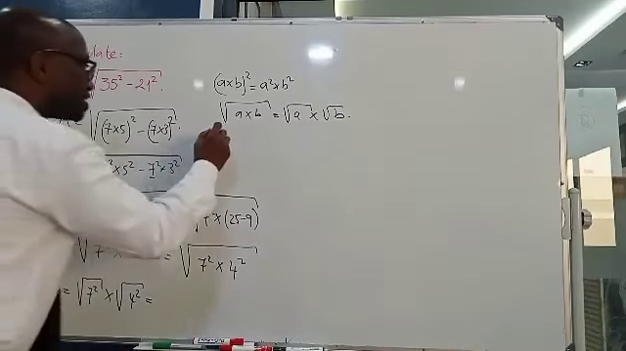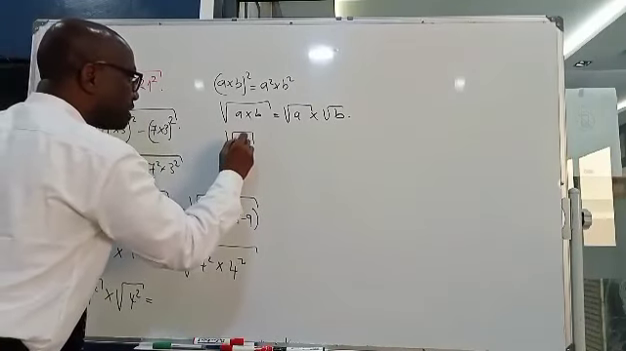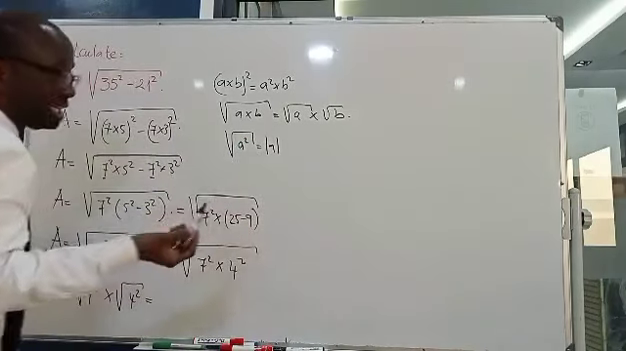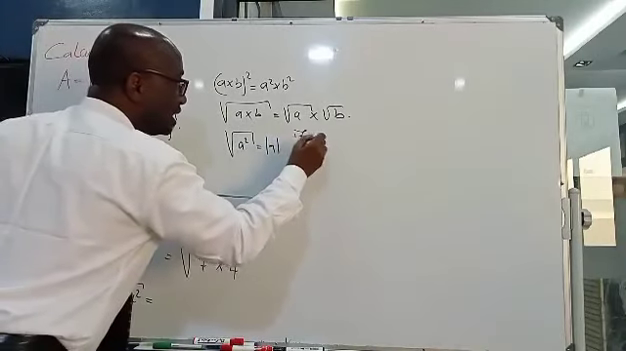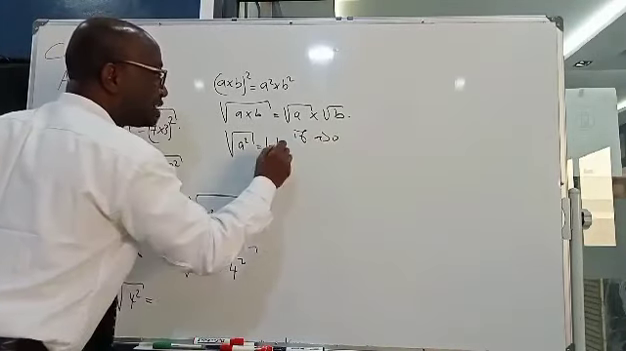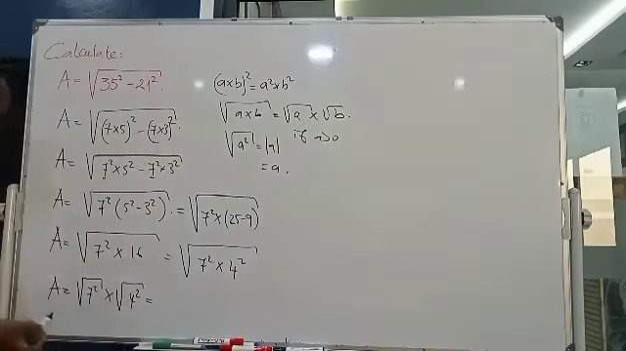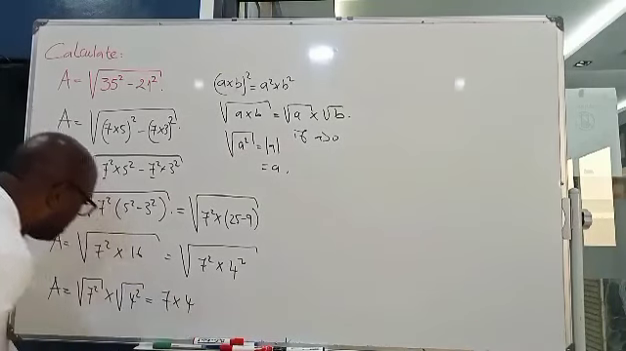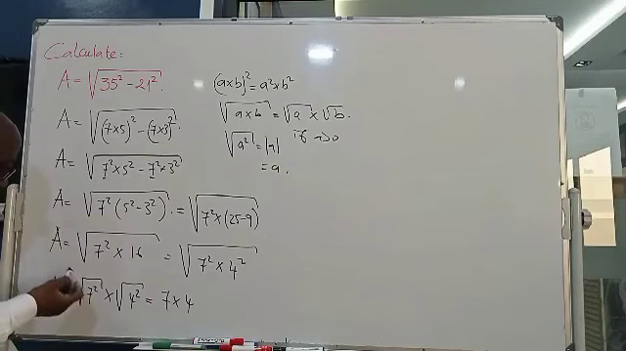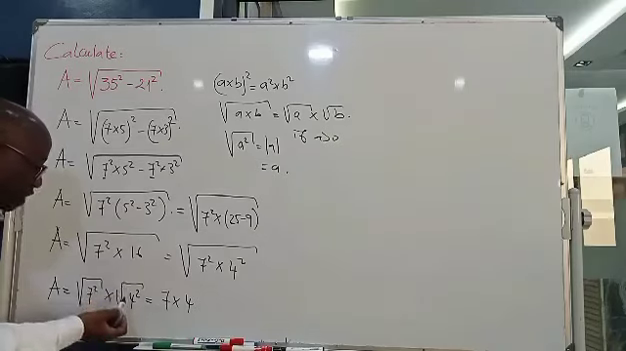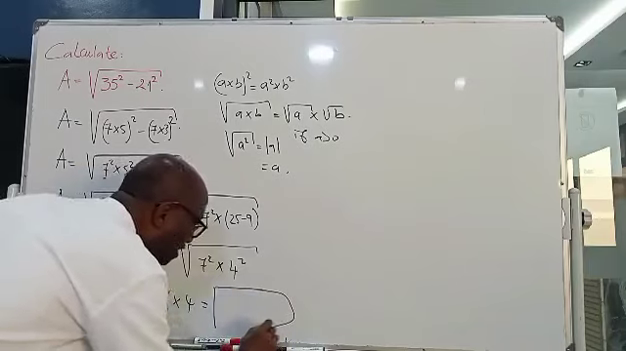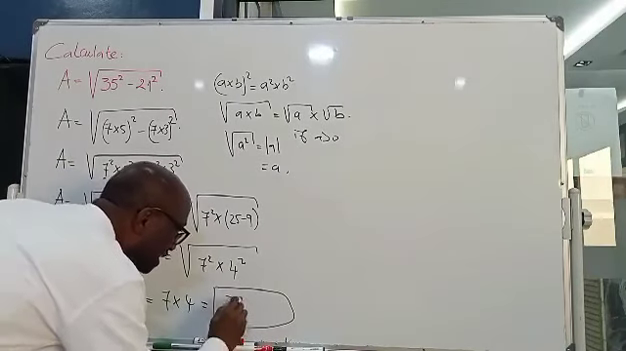And we know that square root of A squared is the absolute value of A. Okay, but if A is a positive number, that would be A. So here we have 7 times 4. Because square root of 7 squared is 7, and square root of 4 squared is 4. So, finally, the answer to this question is 28.